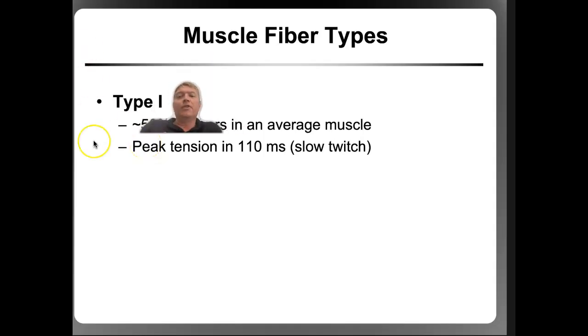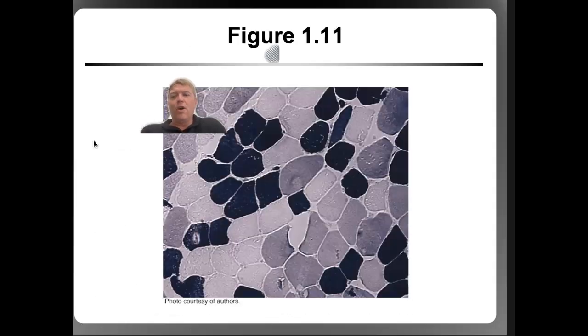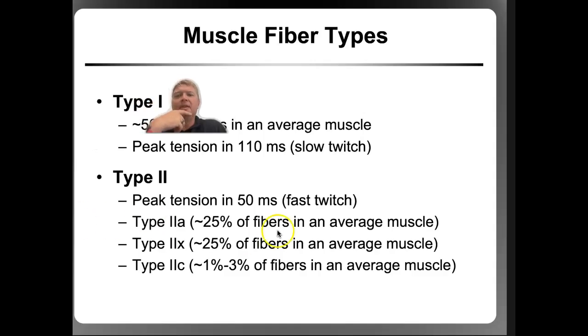Dang it. All right, so there's 3 different types. Well, there's technically 2 with some subtypes. There's type 1 muscle fibers. About half of the muscle fibers that you have are type 1 fibers. The peak tension on those is about 110 milliseconds. That's how long it goes from the furthest length to the tightest length. And that's called a slow twitch fiber. So that would be the slower, consistent movements that you have. Type 2, on the other hand, have a peak tension of 50 milliseconds. We call those the fast twitch.